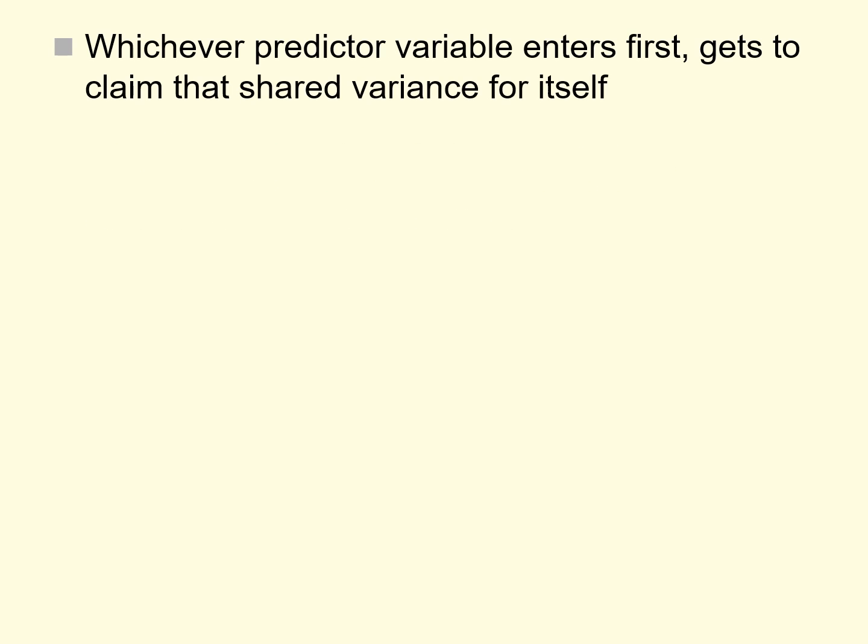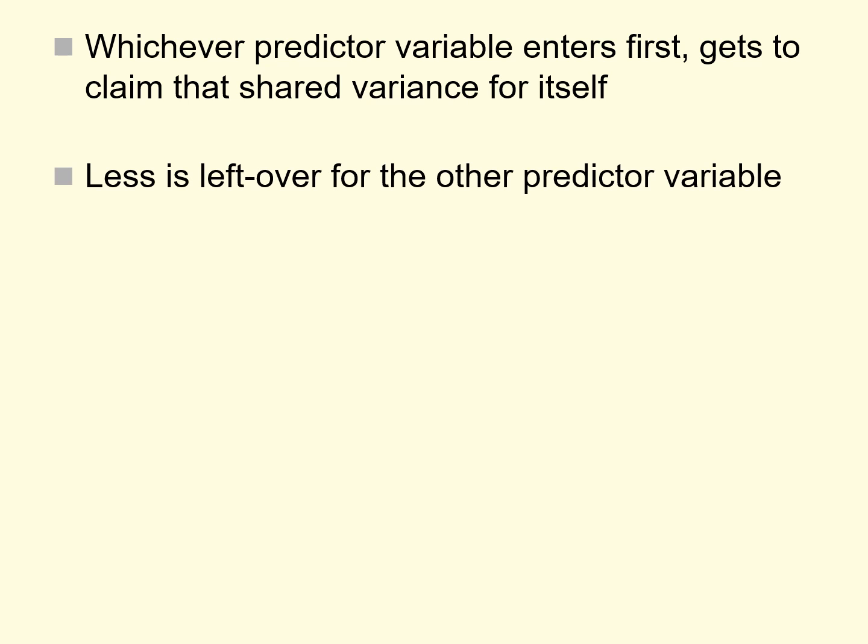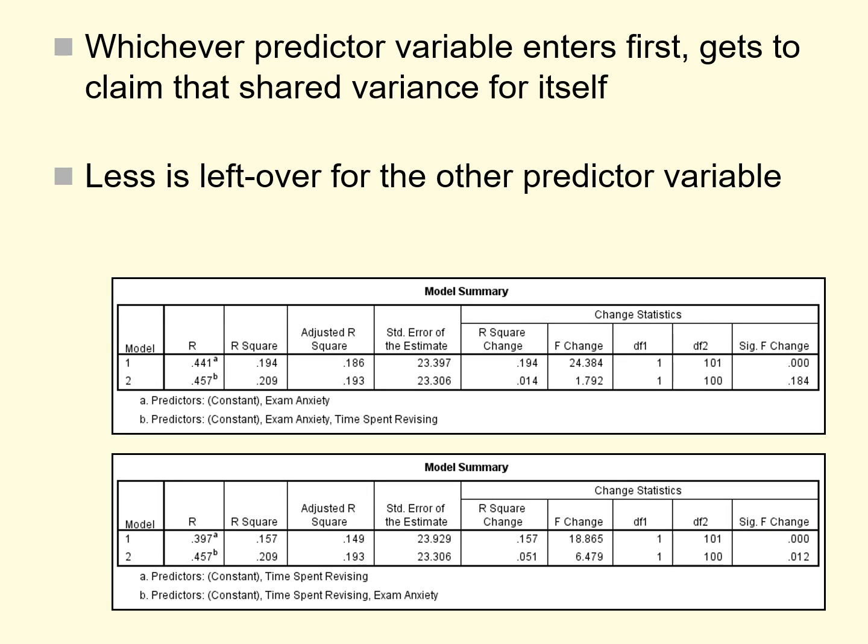And because of this shared variance, whichever predictor variable enters the model first gets to, in a sense, claim that shared variance for itself. And that means that there's less left over for the other predictor variable when it enters the model. So if exam anxiety enters first, it gobbles up or claims about 19% of the variance in the outcome variable, and that's enough to be a significant amount claimed, and we interpret that exam anxiety makes a significant contribution to prediction. If time spent studying enters first, it gobbles up or claims almost as much, about 16%, and we say, oh, time spent studying has this big value in terms of predicting the outcome variable.